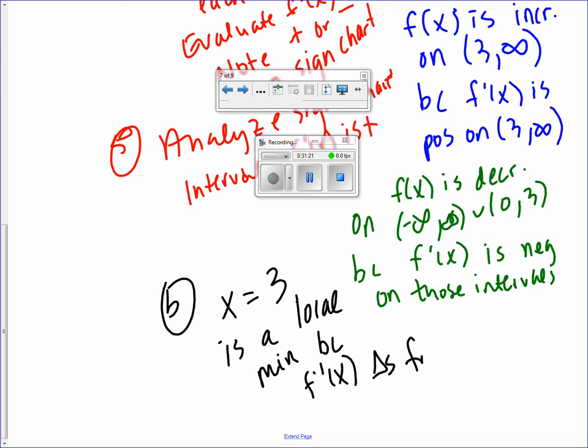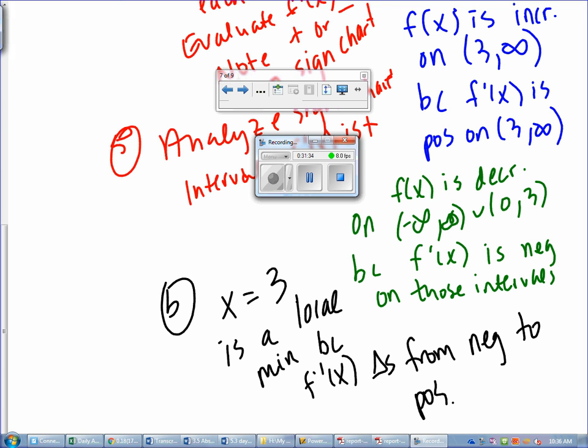Yeah, and you have to be specific. It changes from negative to positive. You can't just say it changes sign, because that would just tell me it was a local max or min. Yep, okay, so now in part C, we're asked to find the intervals of concavity.